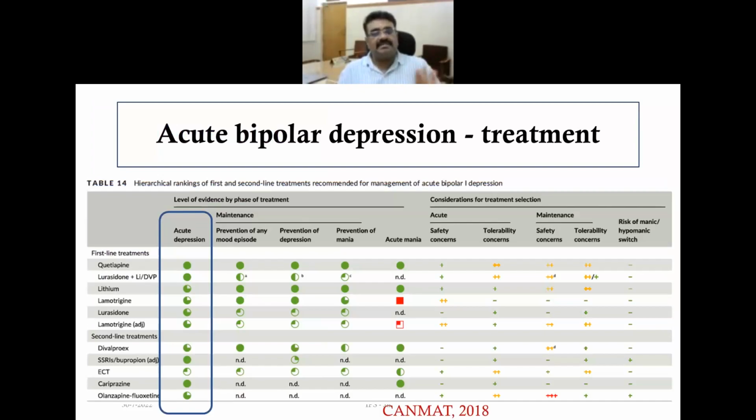Now, this is from the CANMAT guidelines 2018. As you can see, there are very few treatment options. One is quetiapine, then you have lorazepam in combination with lithium or valproate. Then you have lorazepam monotherapy, which probably has a little less evidence than lorazepam. You have lithium, you have lamotrigine as adjunctive therapy and as monotherapy. Some of the second-line treatments include valproate, SSRIs, bupropion as adjunctive therapy, ECT, cariprazine, and olanzapine fluoxetine combination.